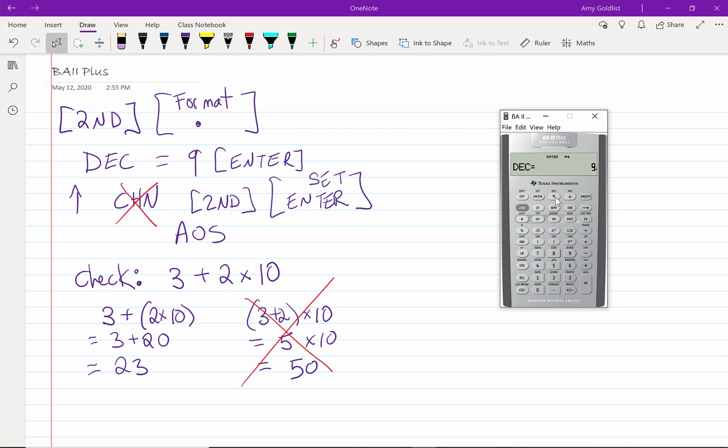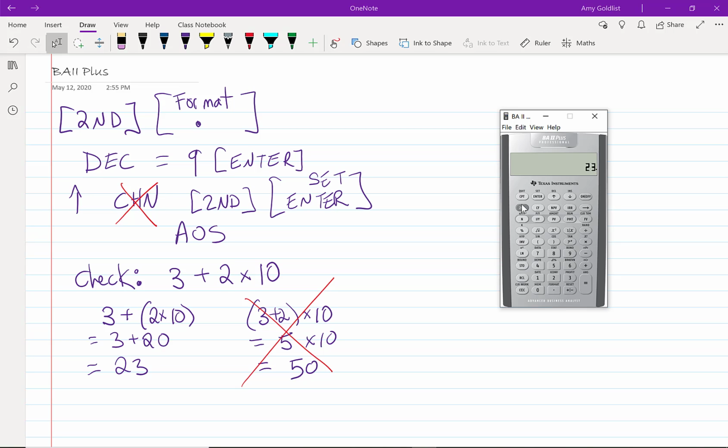Now I'm going to scroll up using the arrows to scroll around till I get to the CHN mode. That's chain mode, and that's what's giving us the incorrect answer of 50. Since I want algebraic order of operations or order of symbols, I'm going to go to second, then press enter again, and now it says AOS. Once I clear, I can try that question again. 3 plus 2 times 10 is 23, what we think it is.